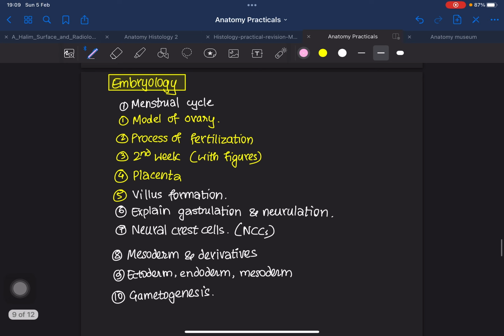From the embryology section, the menstrual cycle could be asked. You know the three phases of the menstrual cycle. You could be asked to explain it in brief. The model of the ovary could be asked. The process of fertilization could be asked.